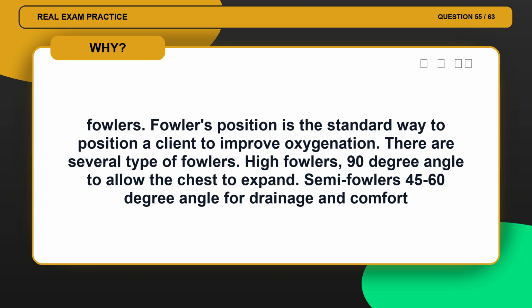Fowler's position is the standard way to position a client to improve oxygenation. There are several types of Fowler's. High Fowler's, 90-degree angle to allow the chest to expand. Semi-Fowler's, 45 to 60-degree angle for drainage and comfort.